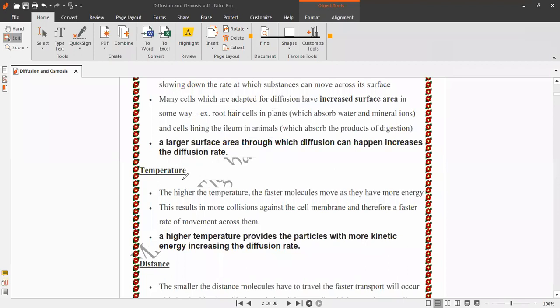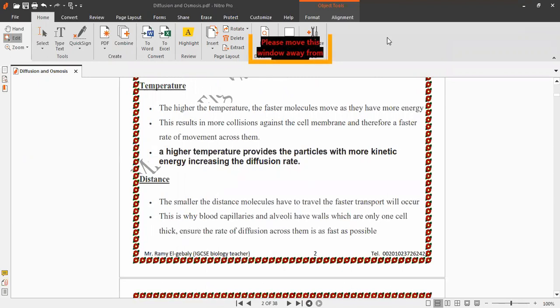Because here the energy for diffusion comes from where? It comes from collisions, from the kinetic energy of particles, from the random motion of particles. The third factor, distance. Here is the alveoli, and here the blood capillary. So the smaller the distance molecules have to travel, the faster transport will take place.